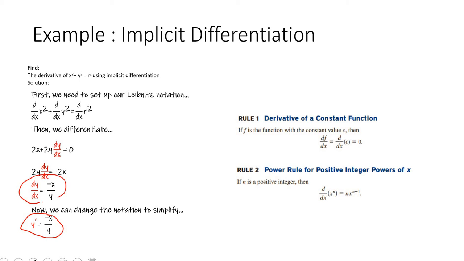Now, again, Leibniz notation is very useful when you are doing some algebraic manipulations to your derivative function, which we were doing right here. However, as soon as you're done with that, you can just say y prime is equal to negative x over y, and that'll polish up and make it look a lot cleaner.